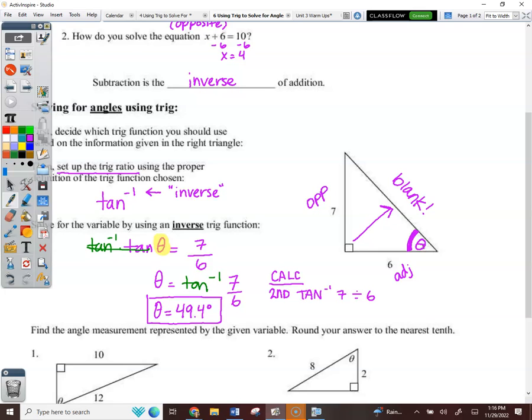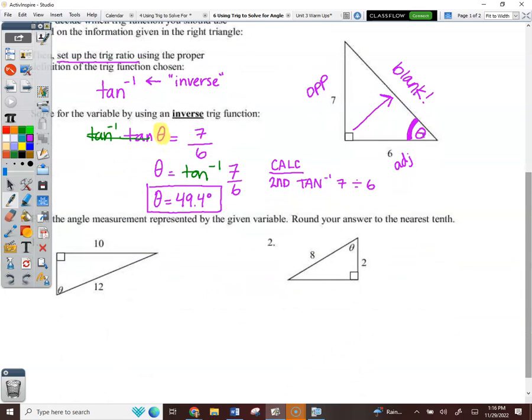Now, look at the next part. It says, find the angle measurement represented by the given variable. Let's remind yourself right here. The given variable is theta, which is just a fancy X for an angle. All right, so we're putting together all three.